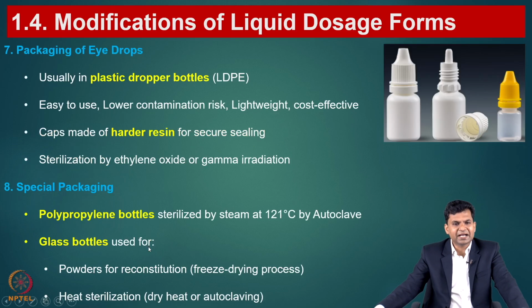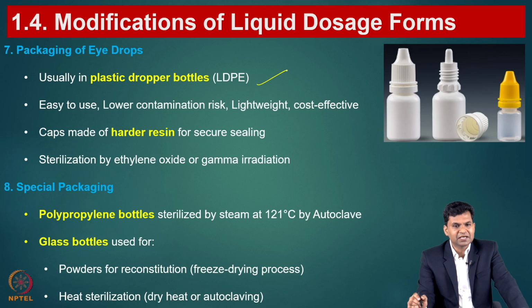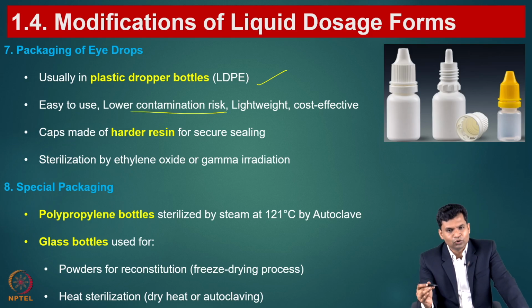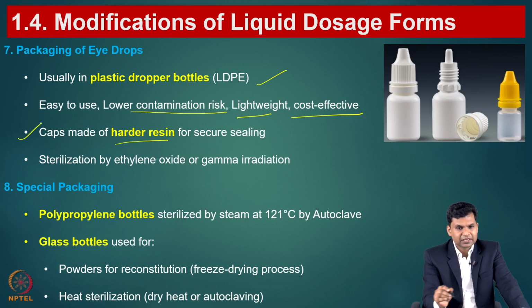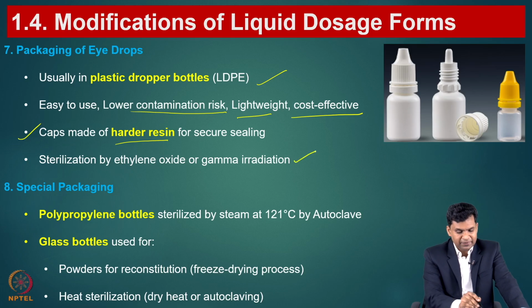Now, these are some packaging systems. We can use LDPE plastic bottles. With this we will get lower contamination, and they are lightweight and cost effective. And these are hard resins. We can make the caps also. Also, we can do the sterilization by using ethylene oxide as well as gamma radiation.